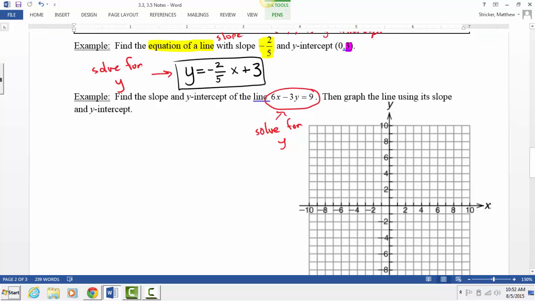So I'm going to go ahead and rewrite that equation. I have 6x minus 3y equals 9. And notice I don't have y by itself. So if I want to get y by itself, the first thing to move is the 6x. We've got to move that to the other side. Remember, of course, our same old adage goes, change sides, change signs.